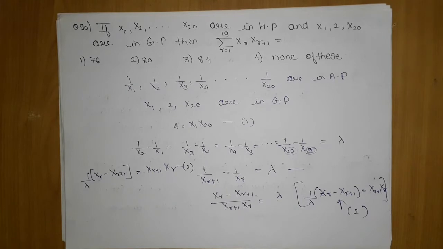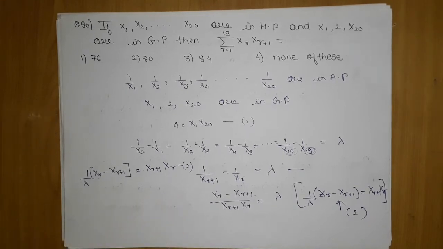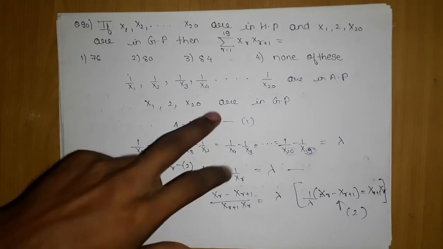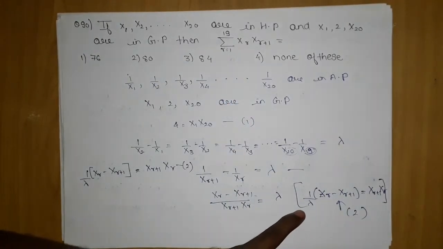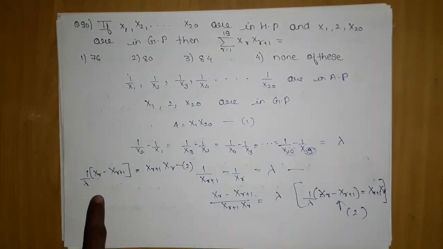Now if you observe, what can we do here? We want this summation value. To solve this, we have to substitute this. We can replace this by this, and after that we can apply summation. So it will just make our job easy. So now let's do this.